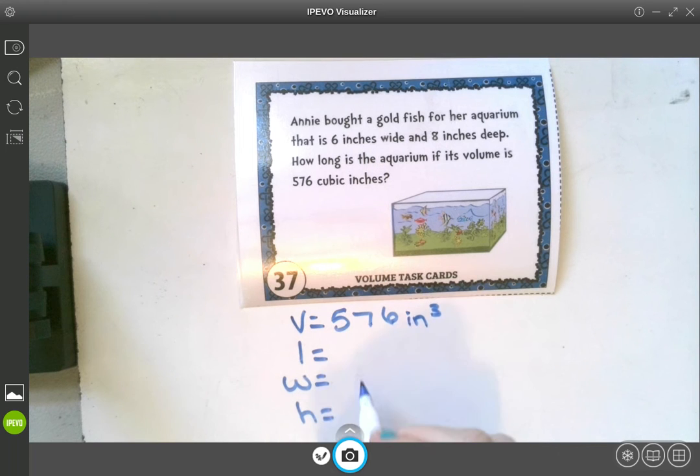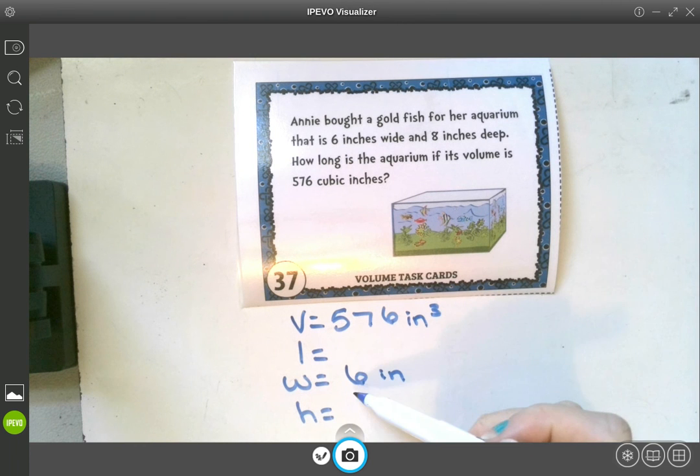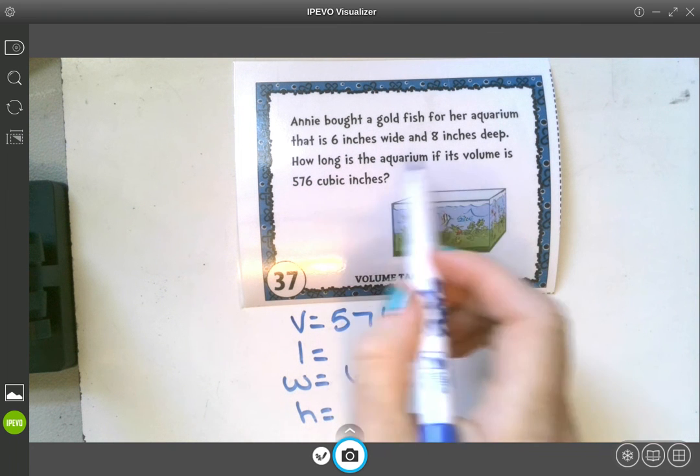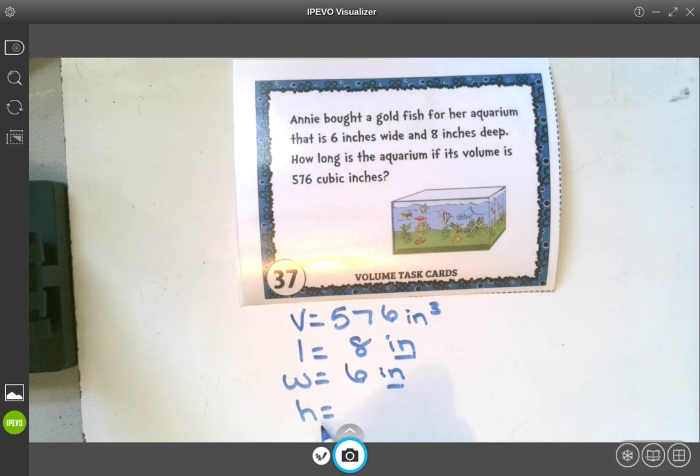It's 6 inches wide and 8 inches deep. So when we're talking about the depth of something, that's generally either the length or the width. And since they already gave us a measurement for the width, we're going to say it's the length. We're going to say, let's see, 8 inches. Okay, so again, notice that those are in single units. So what I'm trying to find out then is my height.